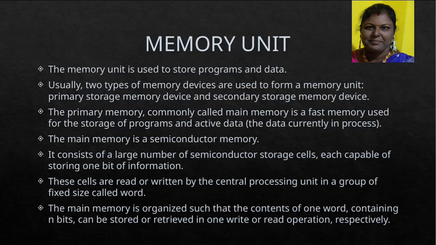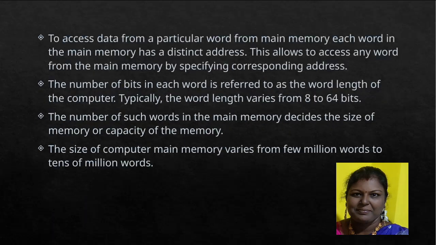Let's talk about the memory unit, the part of a computer that stores programs and data. It's usually made up of 2 types of devices: primary and secondary storage. Primary memory, or main memory, is fast and holds programs and data that the computer is actively using. This main memory is built from semiconductor cells, each storing a single bit. The CPU reads or writes these bits in fixed-size groups called words, allowing efficient access to data 1 word at a time. When we want to access data from main memory, each word has its own unique address.